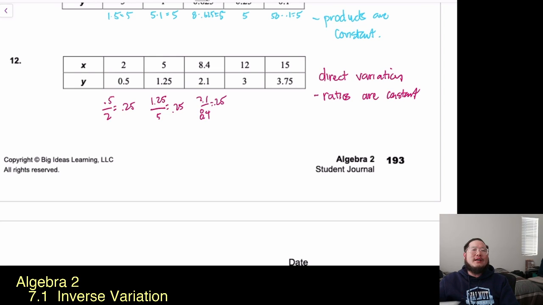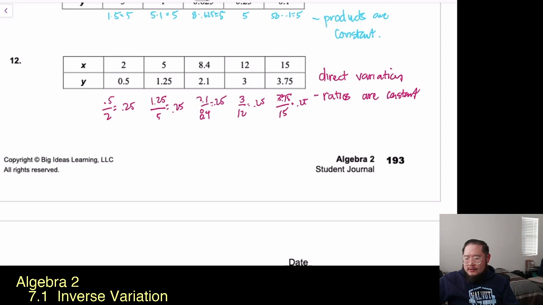But to save you guys some time right here, I think you understand, or I want to hope you understand, how you can figure out if this is direct or inverse variation. All right, so obviously if I take 3 over 12, that equals 0.25, and 3.75 divided by 15, that is also 0.25. All right, so we now have that all taken care of.